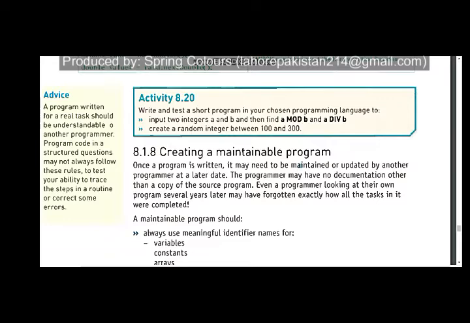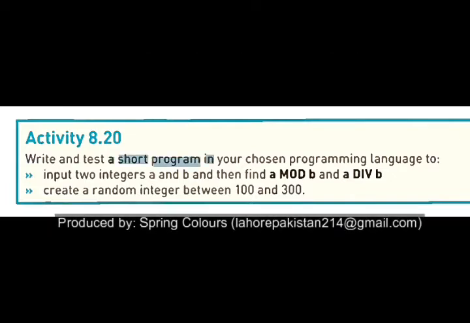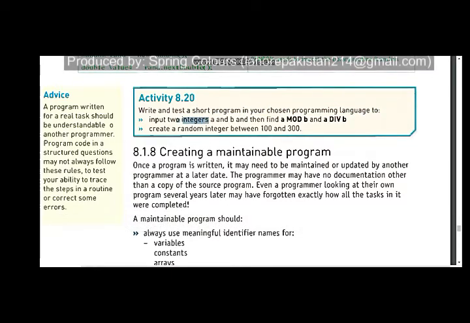Today I am going to solve activities 8.20 and 8.21. In 8.20, you have been asked to write a short program in your chosen programming language. In our case, it is Python. We will input two integers. Integers means whole numbers, and we will input two whole numbers a and b from the user, and then we will find mod and div of these two integers.